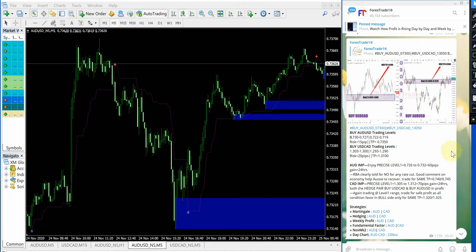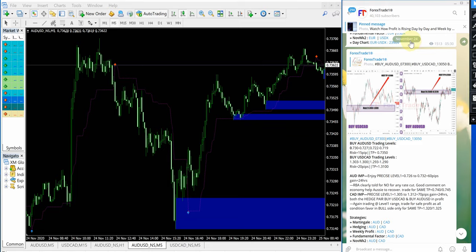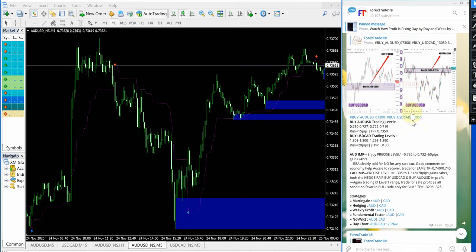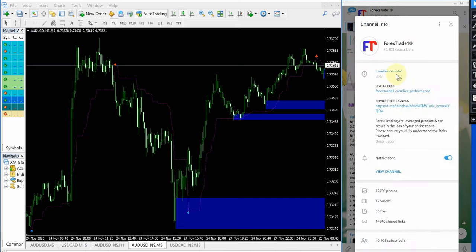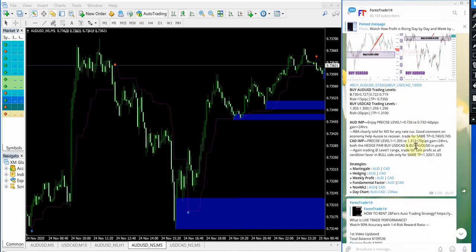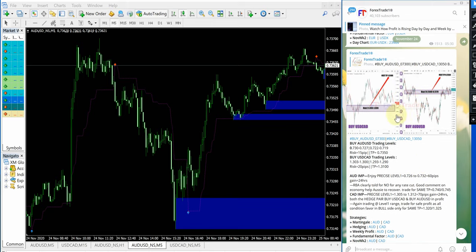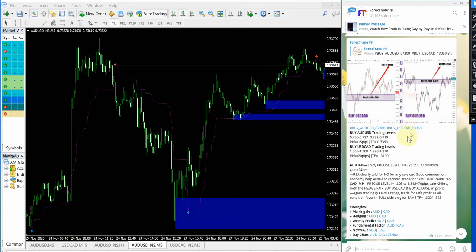Today we are going to show you the signal performance for buy AUD USD and buy USD CAD. These are our buy AUD USD and buy USD CAD signals given today, November 24, which you can check here. This is our Telegram channel, t.me/forextrade1. First, we will see how the AUD USD signal performed.